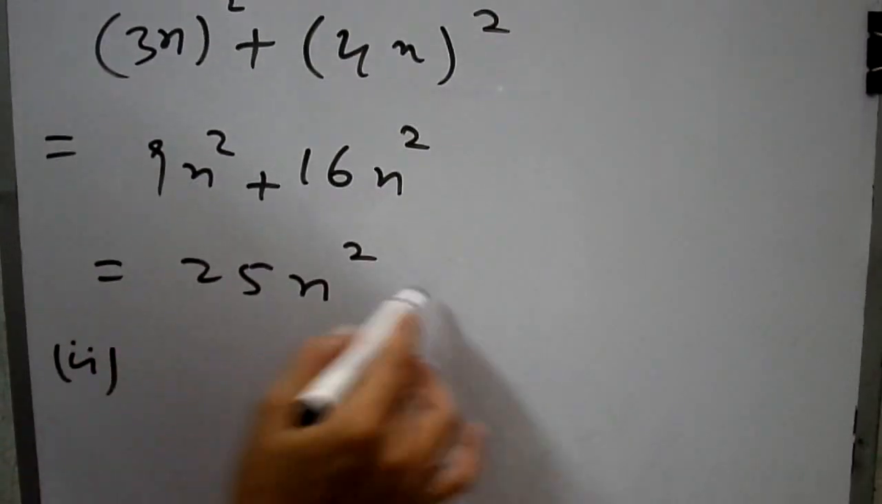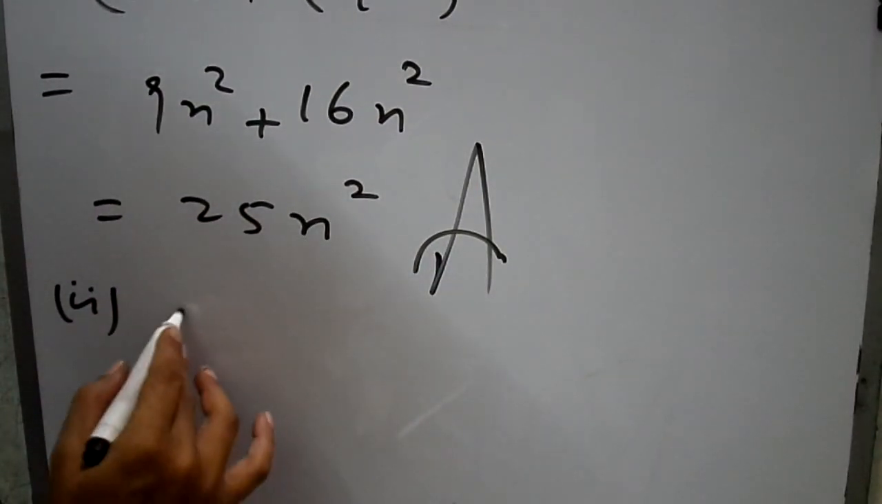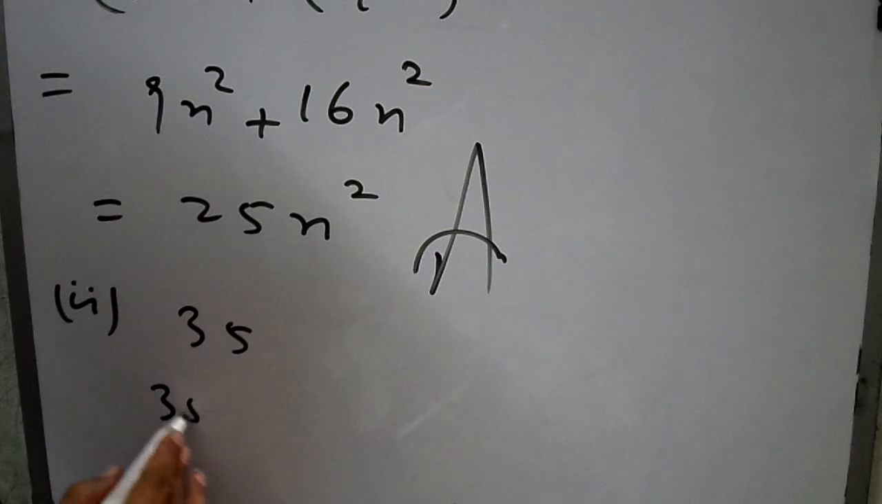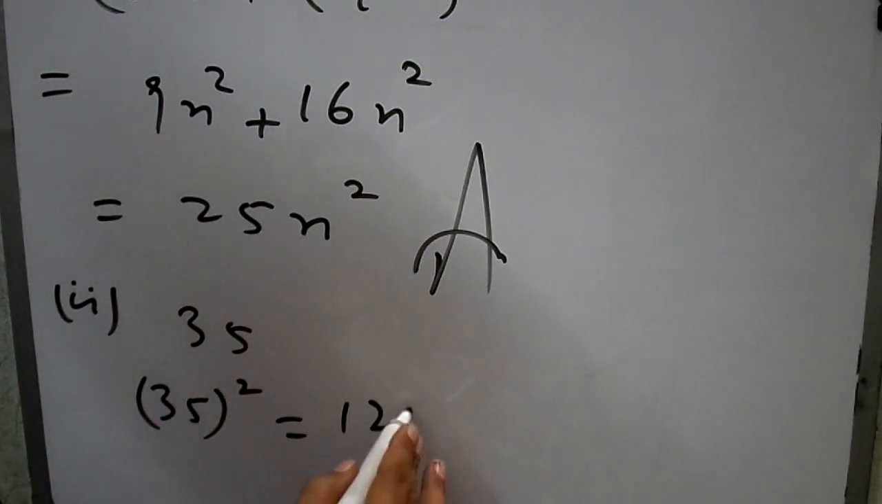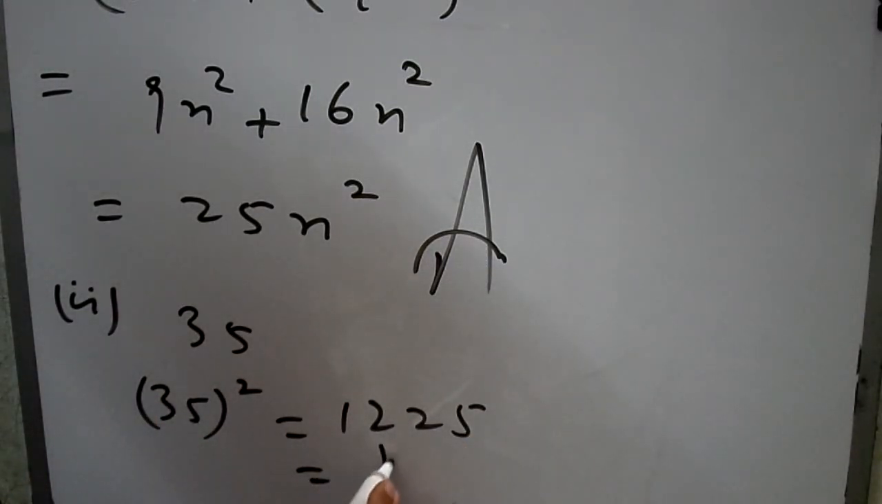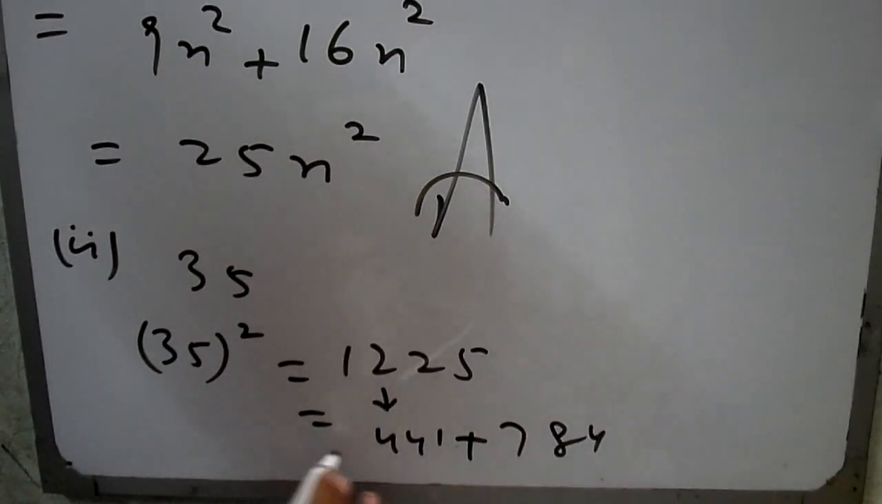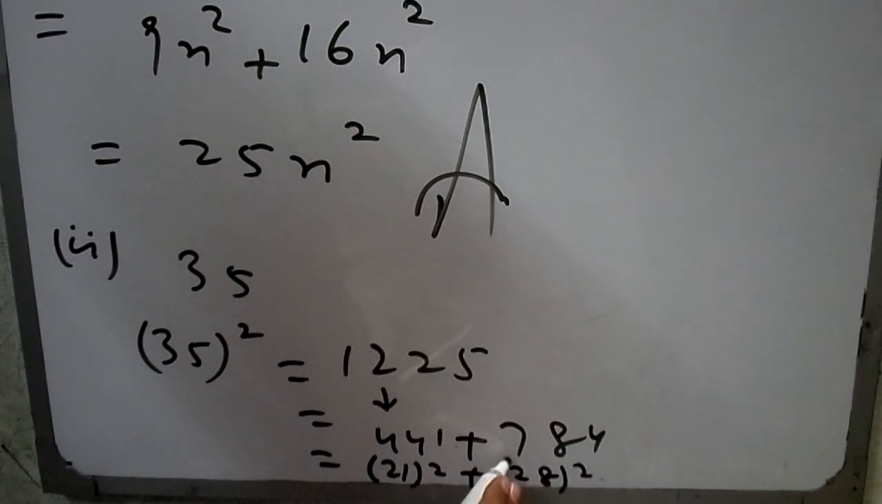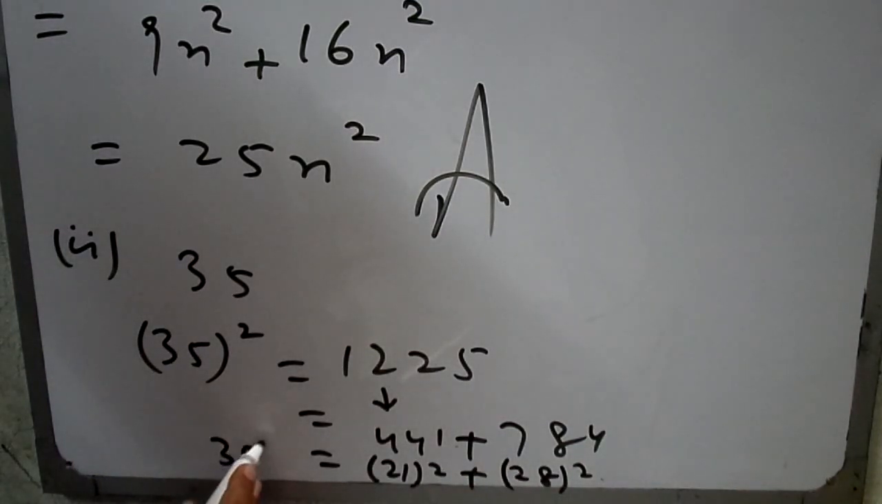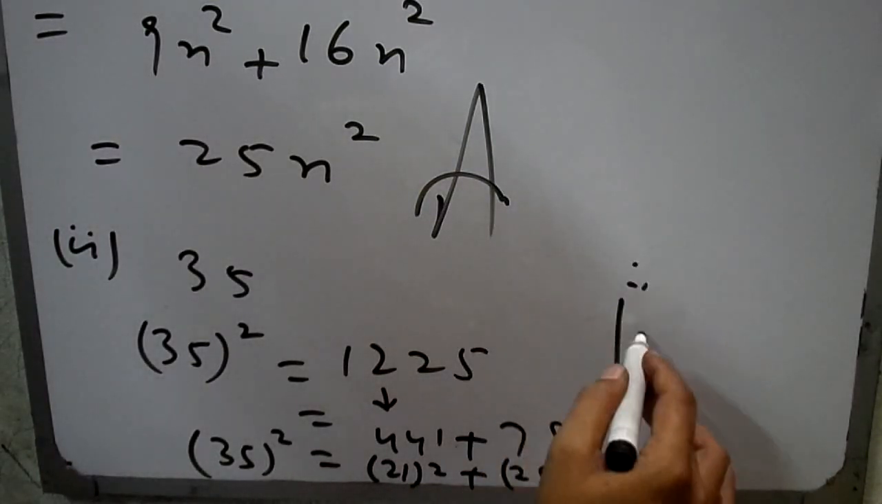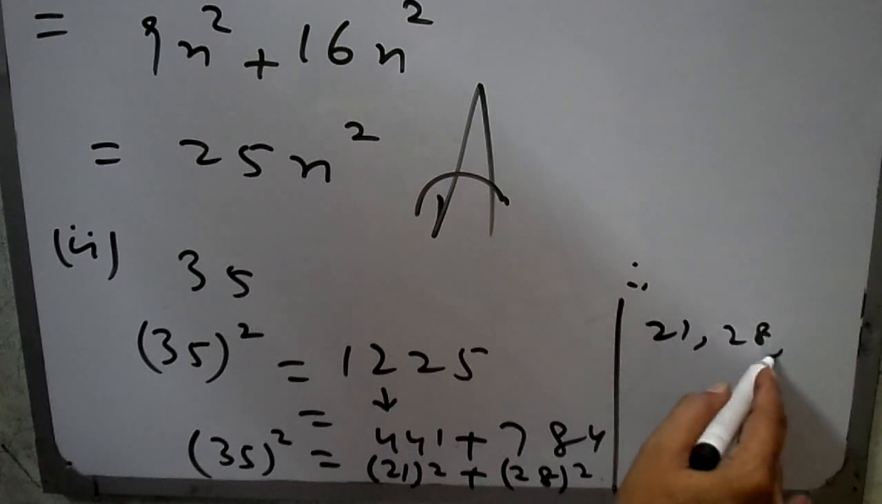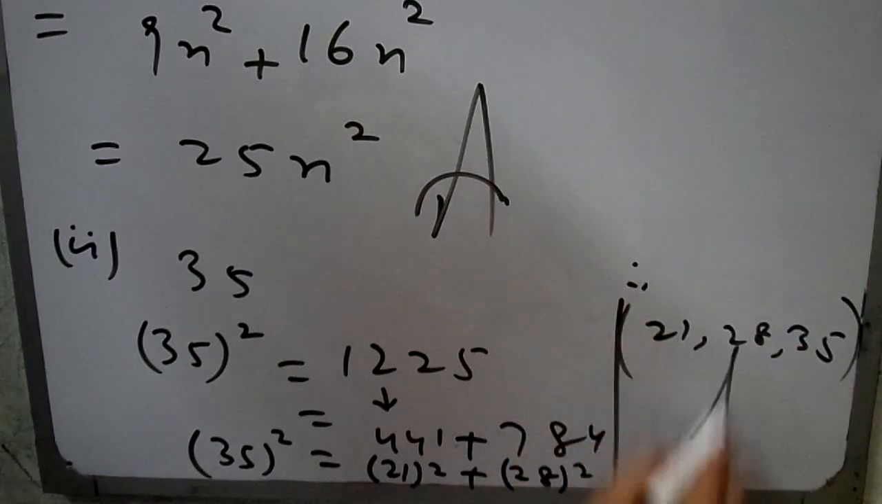Similarly, in the second case, you have been given 35. Taking the square, 35 square is equal to 1225. So segregate it once again, make a two pair, that is 441 plus 784. So you will get 21 square plus 28 square. By using a calculator you can find that this is your 35 square. So the Pythagorean triple is 21, 28 and the third one is 35. That is your answer.